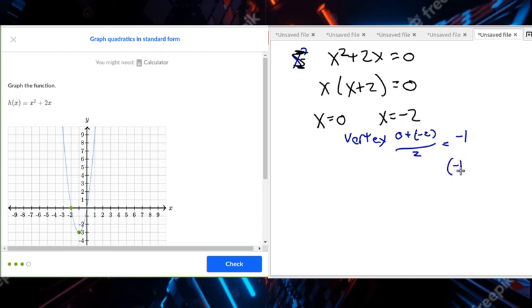And we're going to have to plug this in. It is negative 1. Negative 1 squared is 1, minus 2 is negative 1. There we go. All right, so that's the location of our vertex, and we have our two zeros.